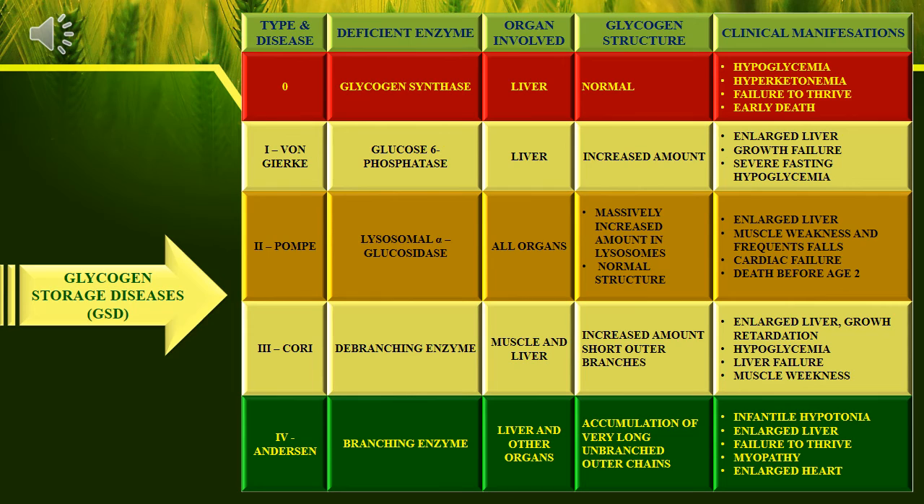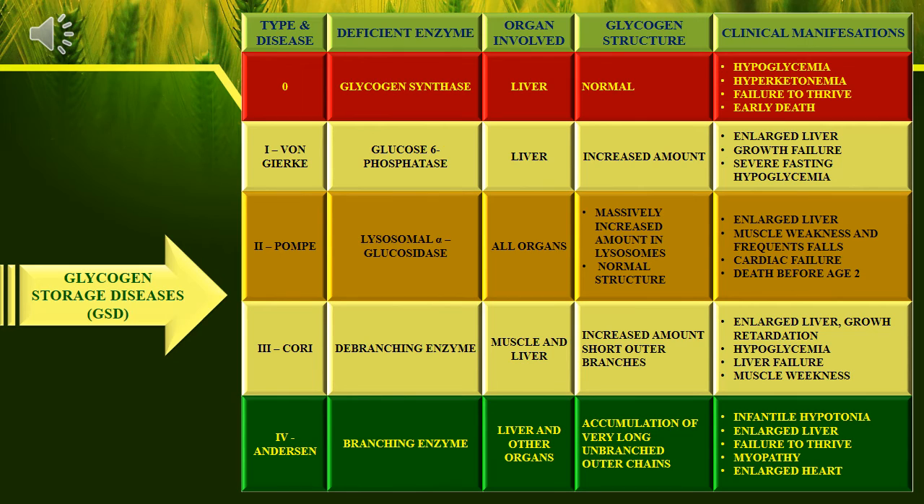Type 0: the deficient enzyme is glycogen synthase. It occurs in the liver, where the glycogen structure is normal. Clinical manifestations are hypoglycemia, hyperketonemia, failure to thrive, and early death.